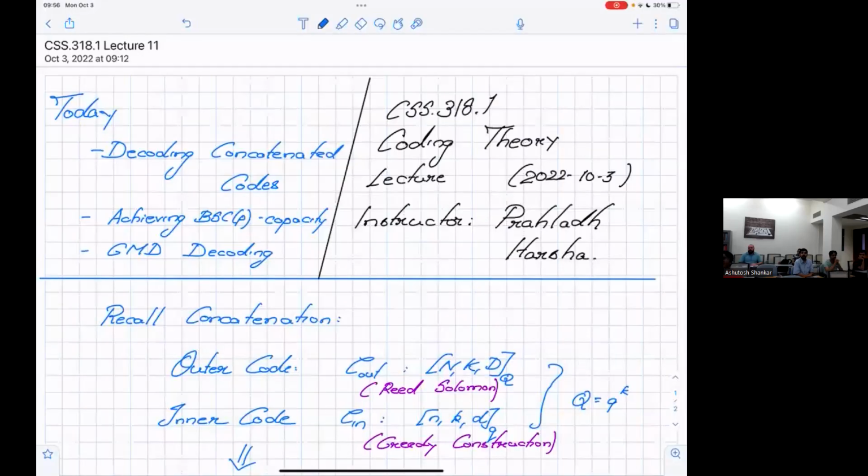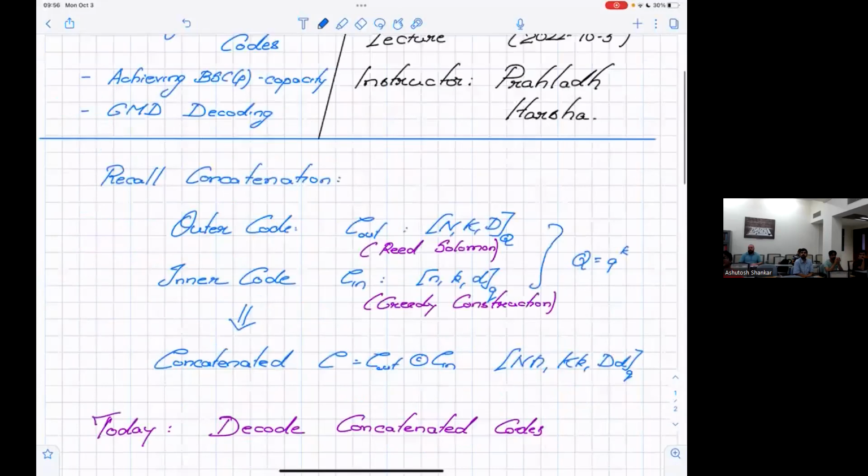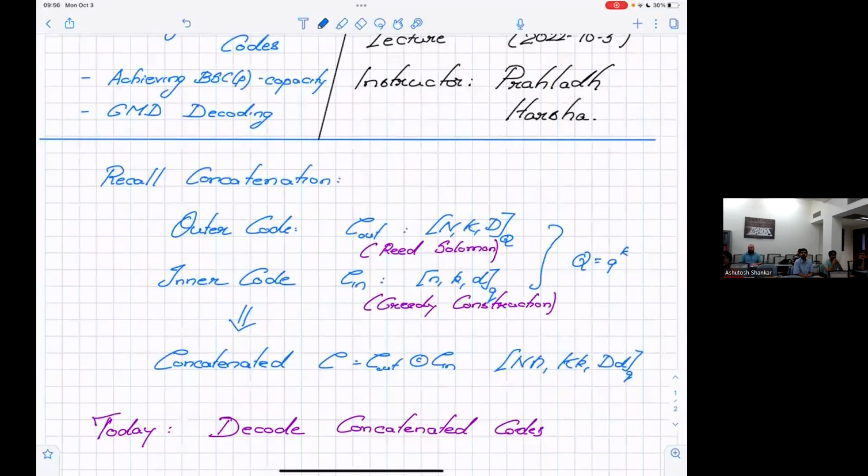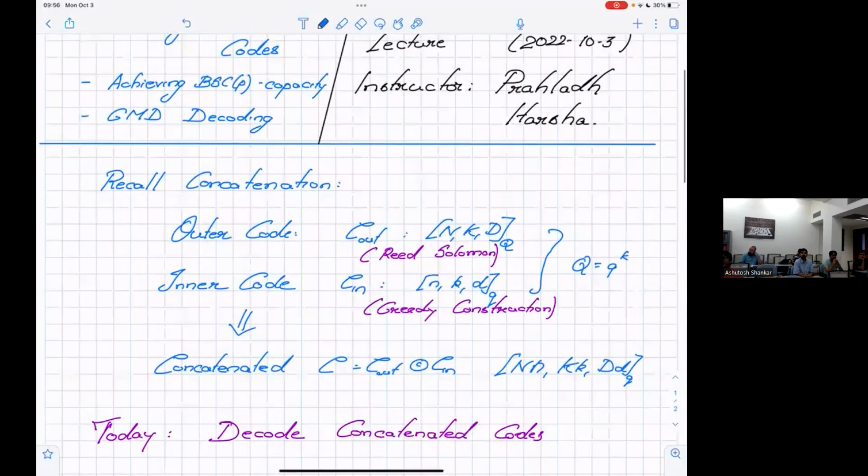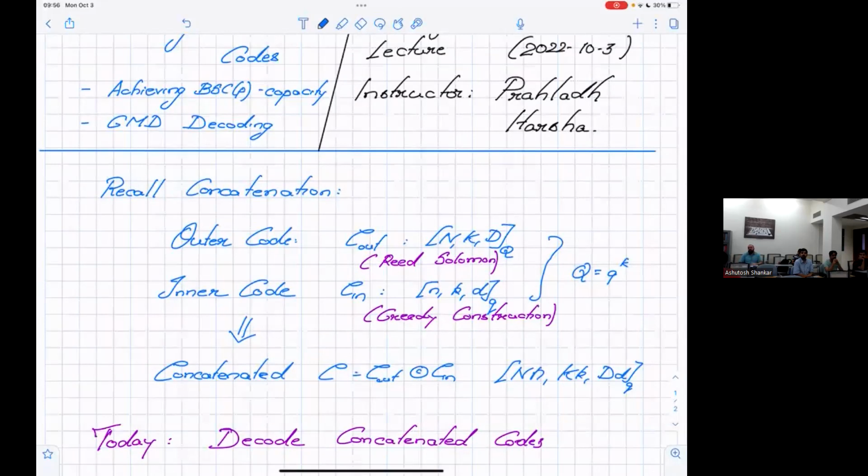Okay, so the goal for today's lecture is decoding concatenated codes. Recall that concatenated codes have an outer code of parameters N, K, D, capital letters, over a potentially large alphabet capital Q, and an inner code of parameters small n, small k, small d over a smaller alphabet, with the interface between the two alphabets being that they have this sort of a relationship.